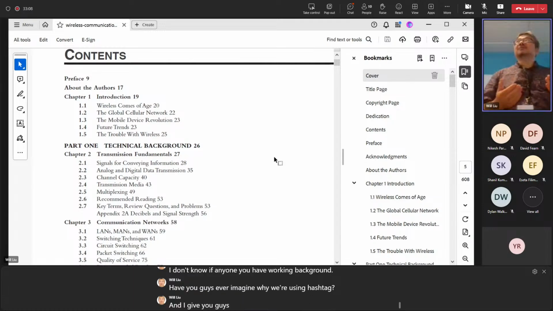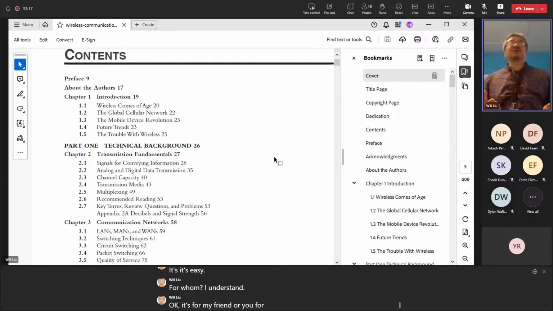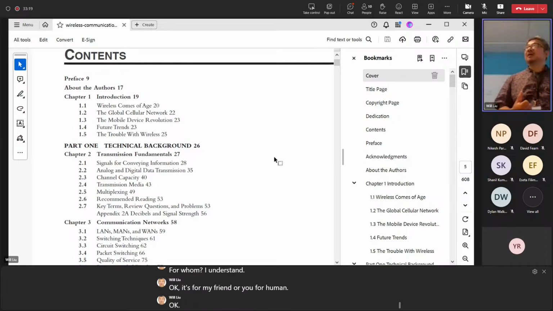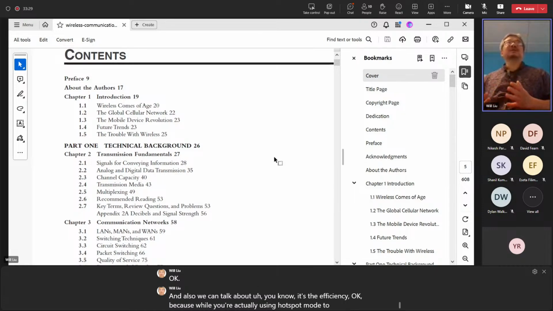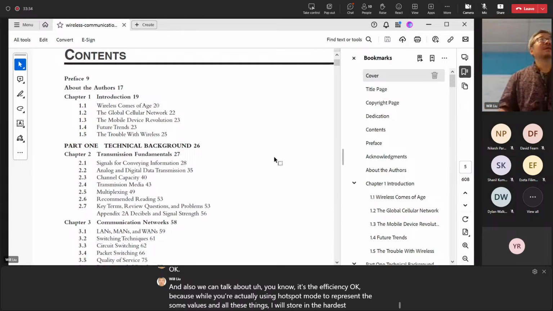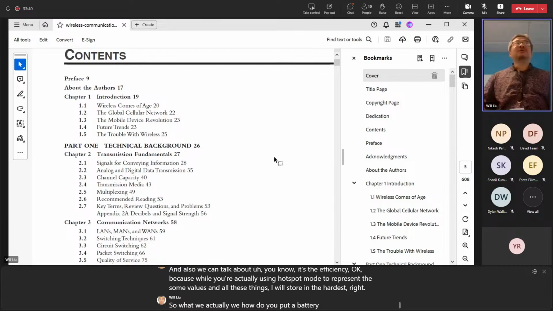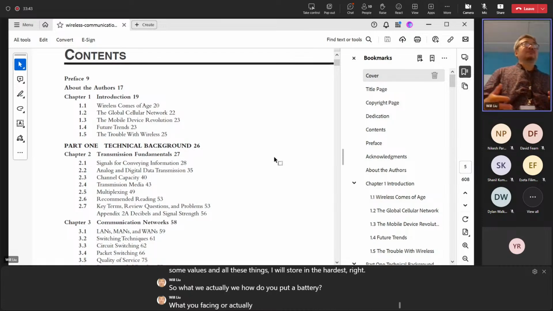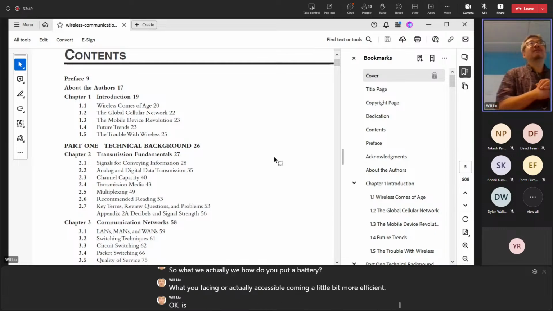I'll give you a hint from the readability. It's easy for whom to understand? Is it for the machine or for humans? And also we can talk about efficiency. Because when you use hexadecimal to represent some values, and all these things are stored on the hard disk, which one is more efficient? Is binary more efficient, or can hexadecimal be a little bit more efficient?